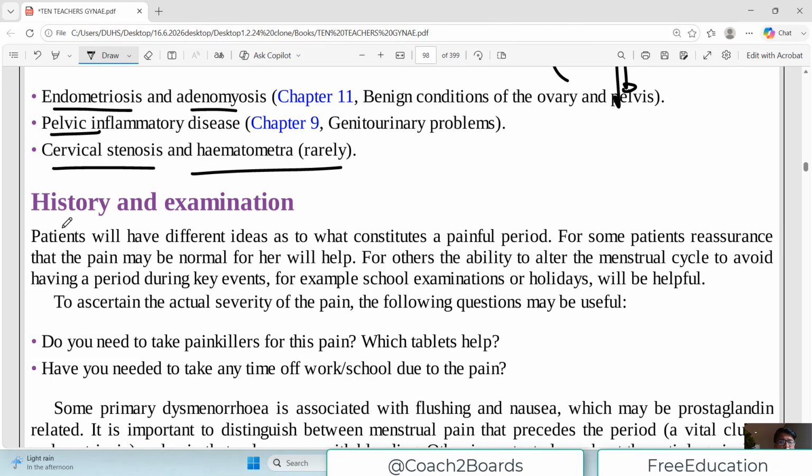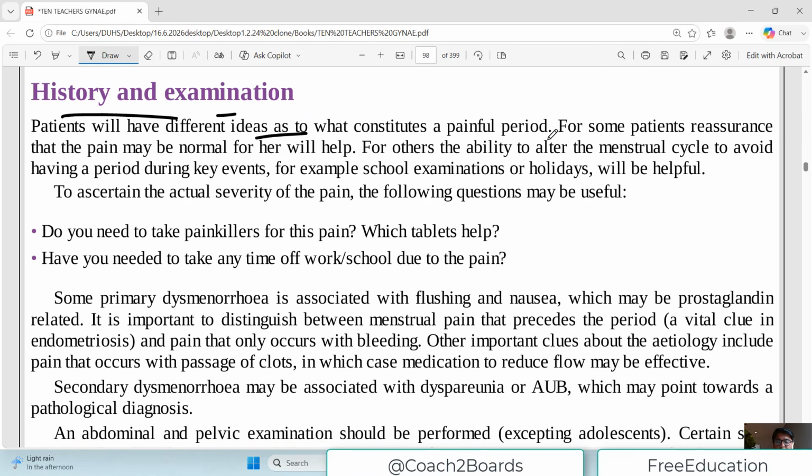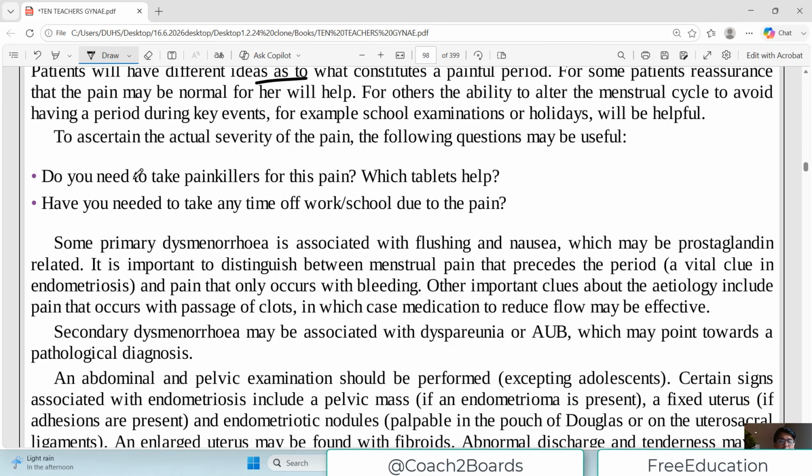So like any other problem, you do the history and exam. Patients will have different ideas as to what constitutes pain. For some patients, reassurance is enough and there is no organic pathology, but sometimes there is a problem as well. And to ascertain the actual severity of the pain, ask the following questions: do you need to take painkillers for this pain? If you do, which tablets would you prefer? Or have you needed to take any time off work? So if the pain is of that severity that they have to take time off or have been routinely taking painkillers, this is something serious then.